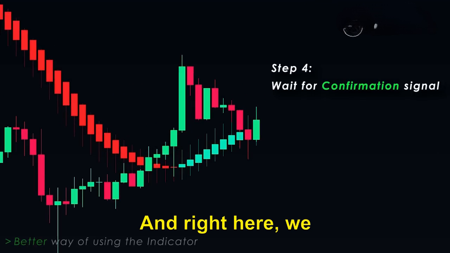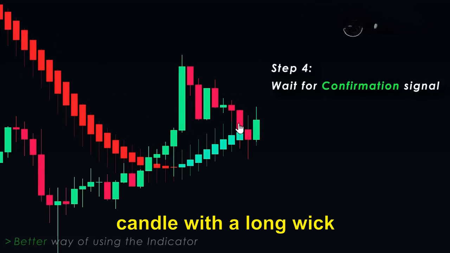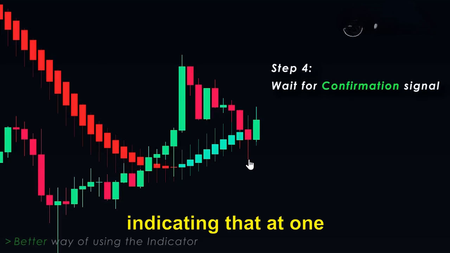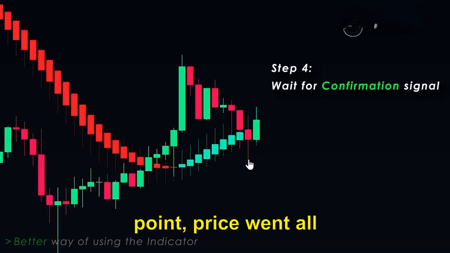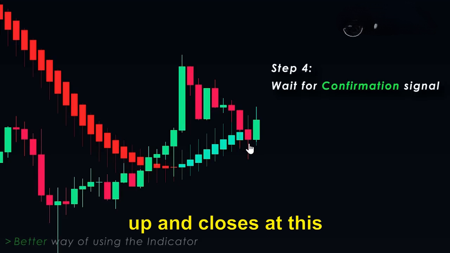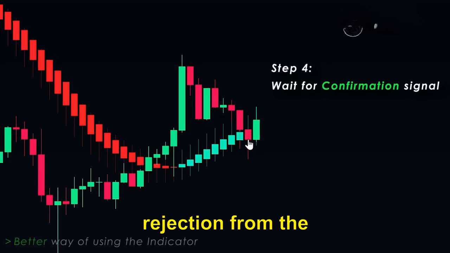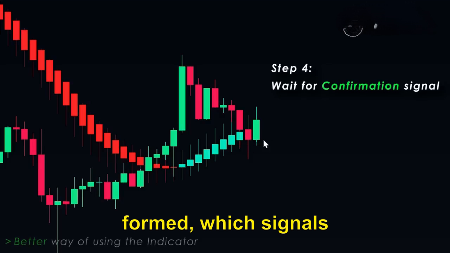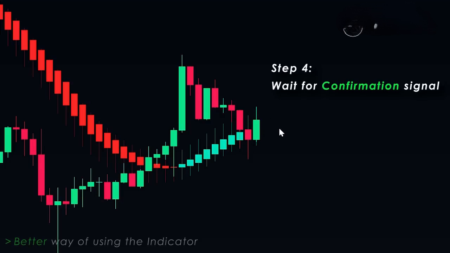And right here, we actually spotted a red candle with a long wick towards the downside, indicating that at one point, price went all the way down here hitting this low before reversing back up and closing at this level, which signals rejection from the downside. Next, after this rejection candle, we also have a green engulfing candle that formed, which signals upwards momentum, further confirming that the price may continue upwards.